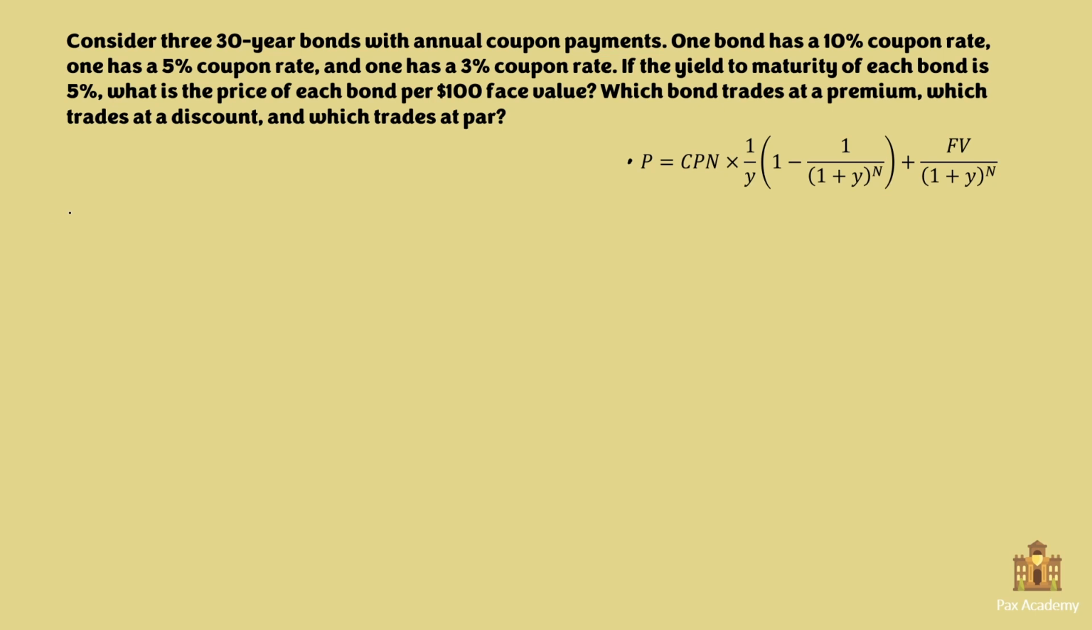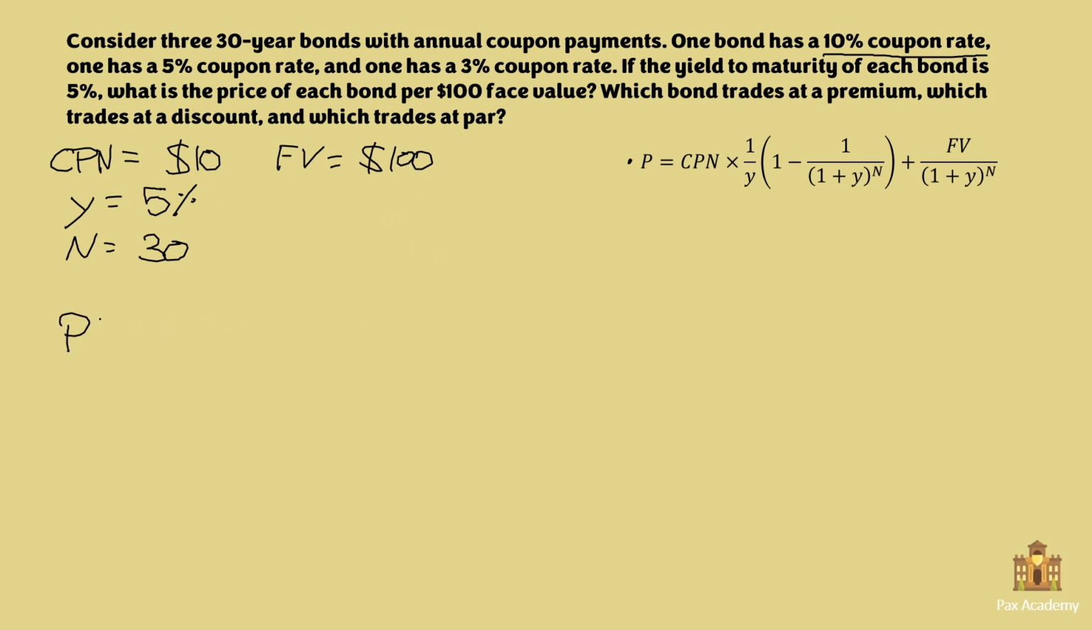The first 30-year bond has a 10% coupon rate. So let's write down what we know. We know that the coupon, which is 10% of the face value, is $10. Then we know that the yield to maturity, denoted by Y, is 5%, and this is the same for all bonds. Then we know that there are 30 periods because it's a 30-year bond. And finally, we know that the face value is $100. So we have everything we need to apply the formula.